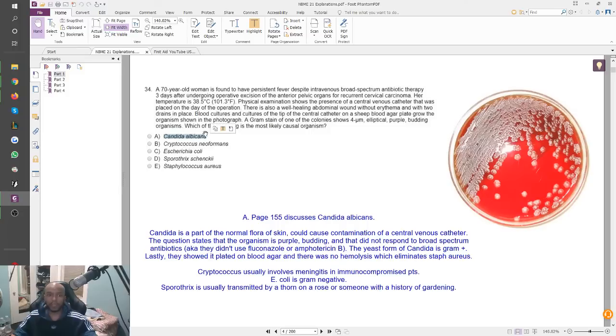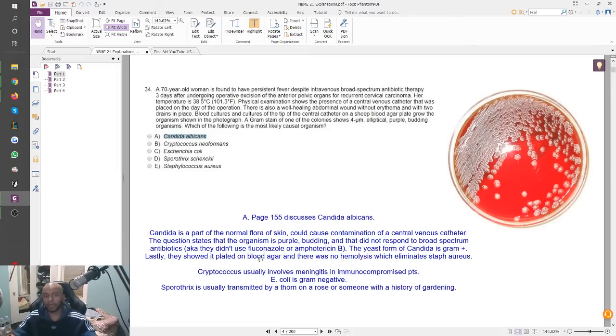You see Candida, she's pretty immunocompromised looking because she's very old. She's also slightly immunocompromised because of the broad-spectrum antibiotics, which really messes up her normal flora. And then all the catheters that she has placed open up her skin, which is your first defense. Candida is a part of the normal flora of skin. It could cause contamination of a central venous catheter. The question states that the organism is purple, budding, and that it did not respond to broad-spectrum antibiotics. Right? They didn't use fluconazole and amphotericin B. The yeast form of Candida is gram-positive.